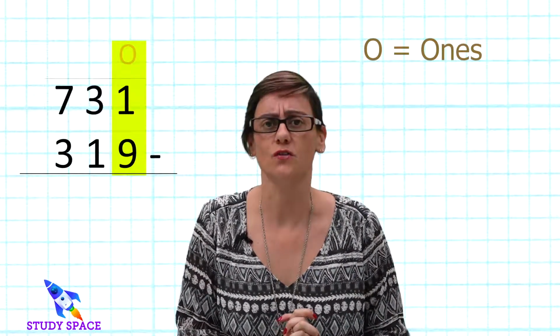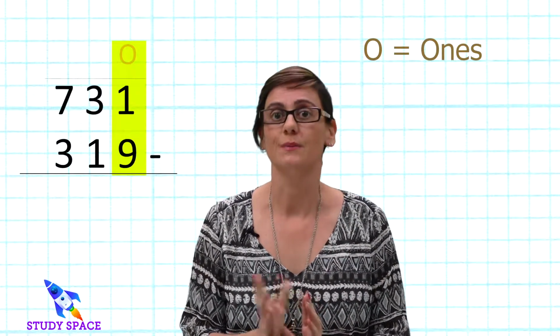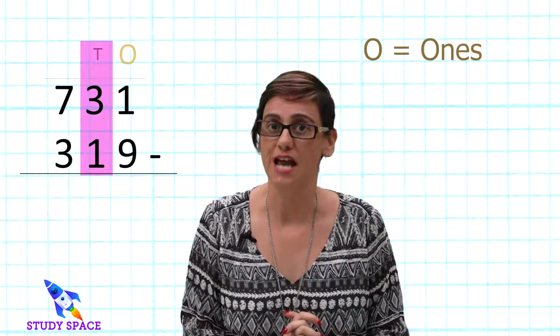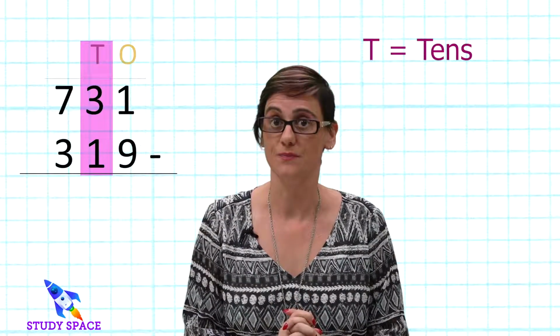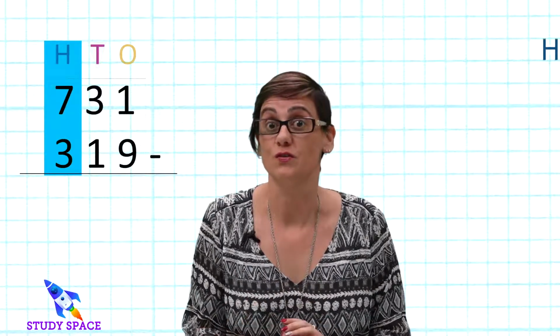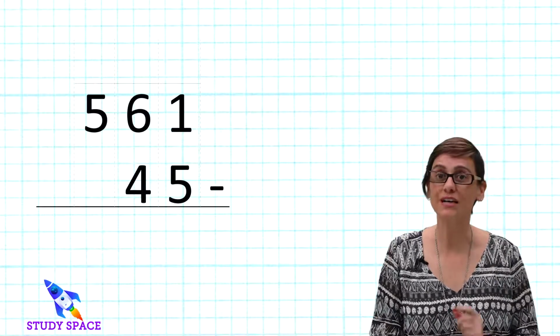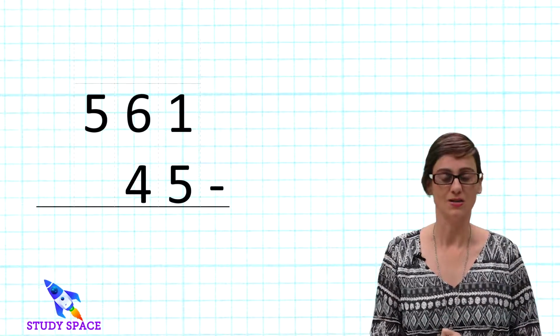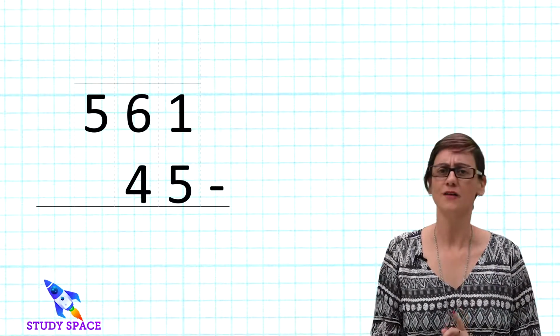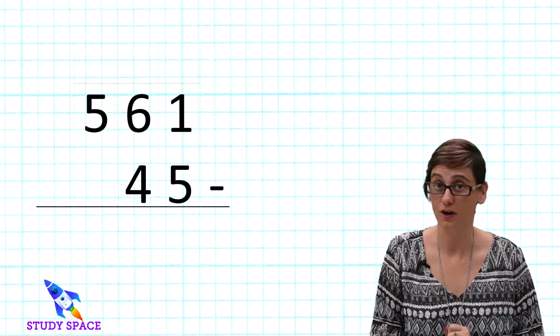And when we're trying to solve the question, we take the bottom number away from the top number. Then we go to our next column, which is the tens, and we take those numbers away. Then we go to our hundreds column, and in our thousands, so forth and so forth. Let's go have a look at an example. Okay, let's have a look at our first example, boys and girls. So our first example is 561 minus or take away 45.